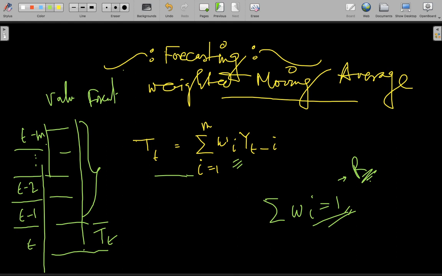In case we don't have any good idea about the weights, we can simply go for simple moving average. In that case, we should not go for weighted moving average. But there are certain specific types of weighted moving average, for example exponential smoothing, which we're going to talk about in the next lecture, which you can use for having a standard sort of weighing arrangement.